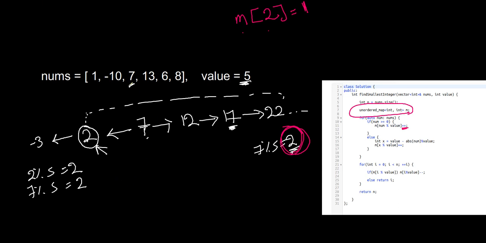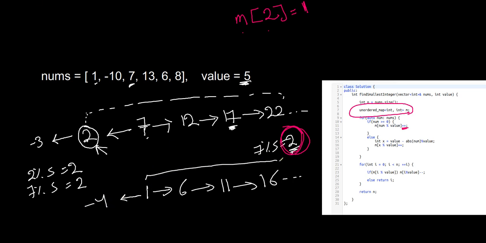Let's take another example. 1 plus 5 is 6, plus 5 is 11, plus 5 is 16, and so on. 1 minus 5 is minus 4. Notice for all of these values, the mod of the value equals 1. So 1 mod 5 is 1, 6 mod 5 is 1, 11 mod 5 is 1. So we store of 1, we increase it by 1.